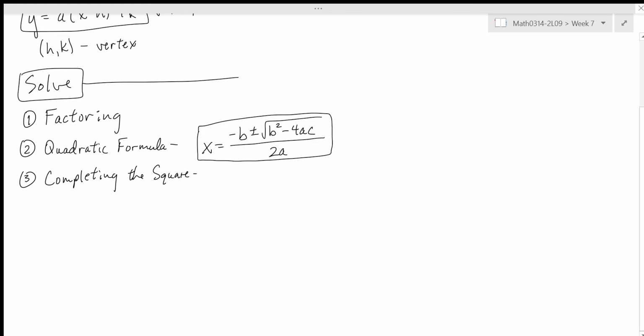One more time. Ready? X is equal to negative b plus or minus the square root of b squared minus 4ac all over 2a. Got it? Super easy. You need to learn that so you can pass it on to your kids.